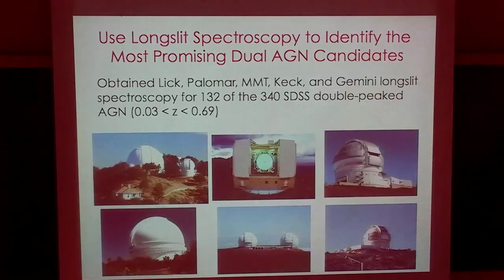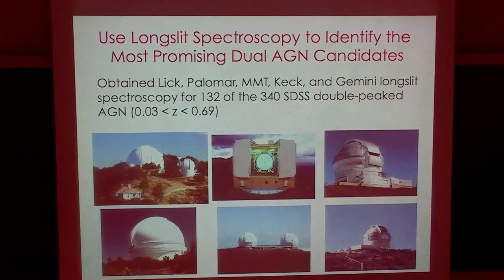So we've done this for 132 of the 340 double-peaked AGN in Sloan, and this is a good quiz slide if you're an observer to see if you can name what all these telescopes are. Everyone knows Keck. This is Lick. This is Palomar. This is the MMT, Gemini North, and Gemini South. So basically, we use the bigger telescopes for the higher redshift objects and the smaller telescopes for the lower redshift objects.